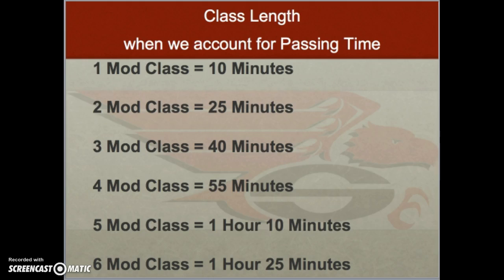So let's look at a few scenarios. Here's how long the instructional time actually is in a section that is created by that number of mods. So a 1-mod class is technically 10 minutes because the last 5 minutes of that mod is for passing. If we look at a 3-mod class, technically it would be a 45-minute course, but we know that the last 5 minutes of the last mod is for passing. So it's really a 40-minute instructional course. I hope this helps clarify how the mods are put together when the passing time is put into the schedule. This was something that came up quite a bit. Please keep the questions coming if you're still having concerns or some anxiety around how that will work.